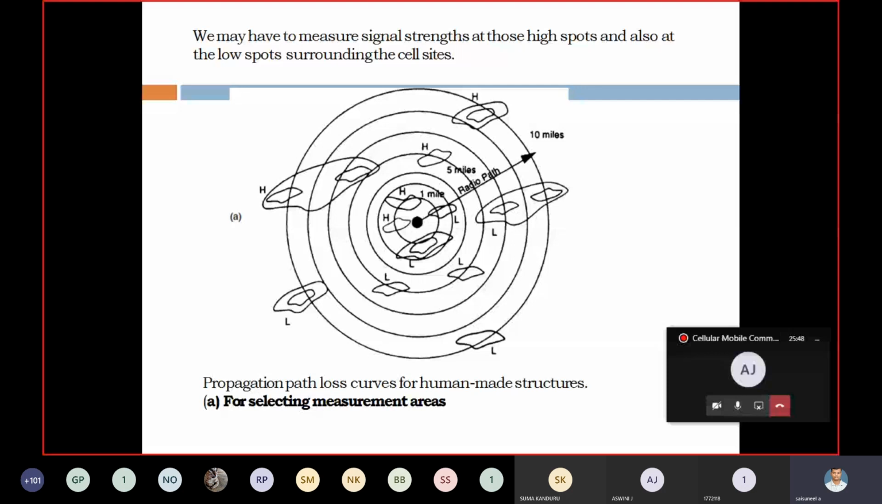We have to find the signal strength at different points, up to 10 miles. For the first mile, it is high and low, but we take the average and give one center point. Similarly, for the fifth mile, we are getting high and low, so we take the average. Based upon these averages, we draw the path loss curve. Here the signal strength decreases, and finally after the 10th mile it decreases.